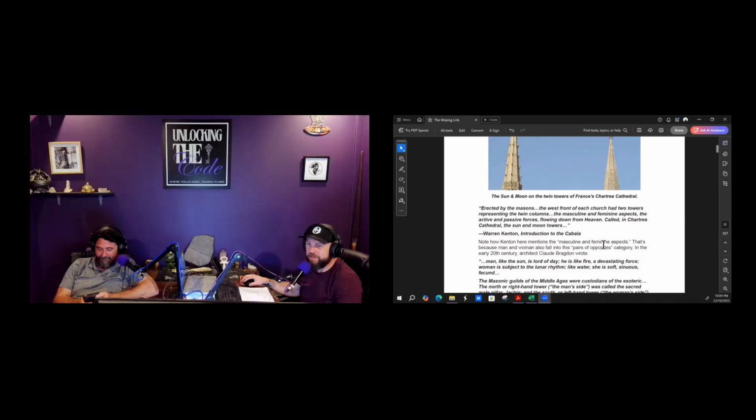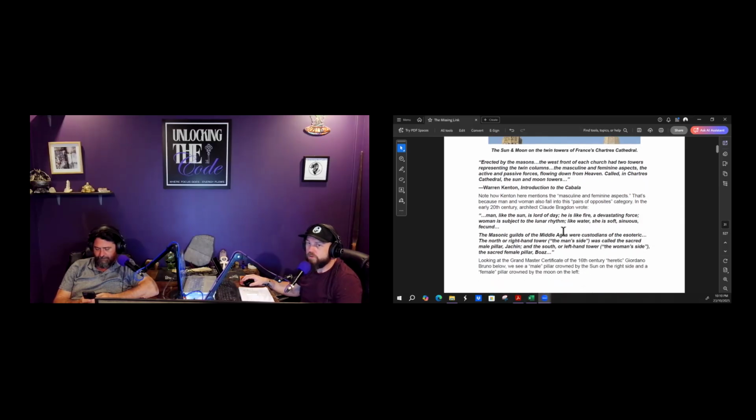Note how Kenton here mentions the masculine and the feminine aspects. That's because man and woman also fall into these pairs of opposites. In the early 20th century, architect Claude Bragdon wrote, "Man, like the sun, is lord of the day. He is like fire, a devastating force. Woman is subject to the lunar rhythm. Like water, she is soft, sinuous, fecund."